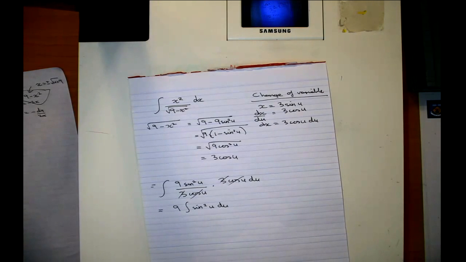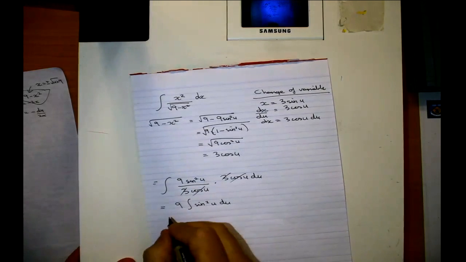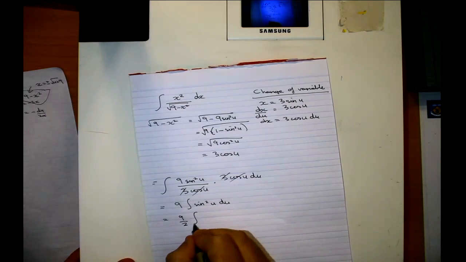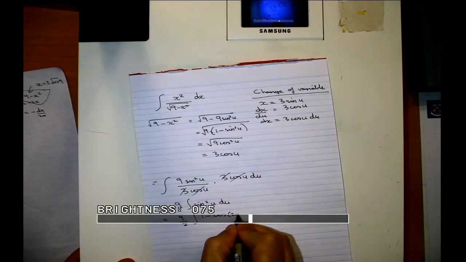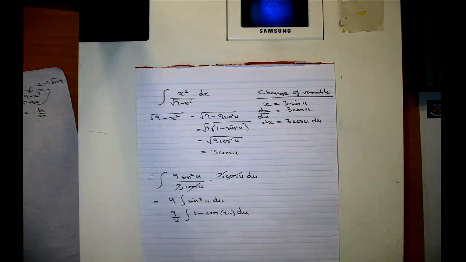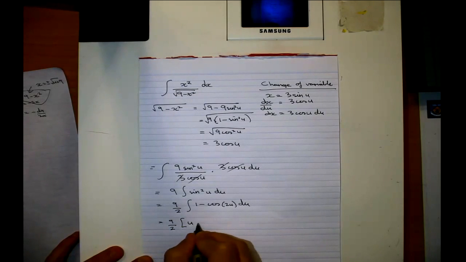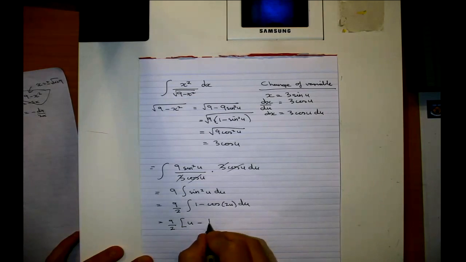Even powers, half angle formula. So I replace sine squared with a half times 1 minus cos of 2u. And I always take the constants out. You don't have to, it's just something I do. So sine squared of u is a half times 1 minus cos of 2u. That I can now do. Just don't forget to bring the constant along. Integral of 1 is u. The integral of cos is a half.